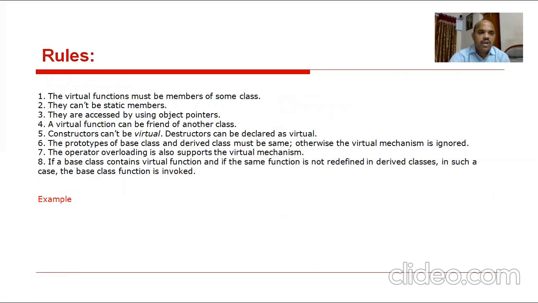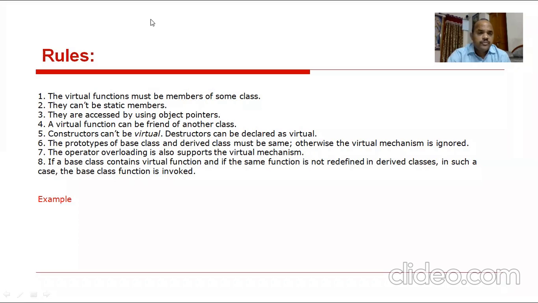So these are the rules, already we discussed in the third unit. Again I repeat, the virtual functions must be members of some class. They can't be static members. Clear? They can't be static members. Why? Where we are now? Virtual, that means that is dynamic binding. Dynamic means that is runtime. Clear? They are accessed by using object pointers.